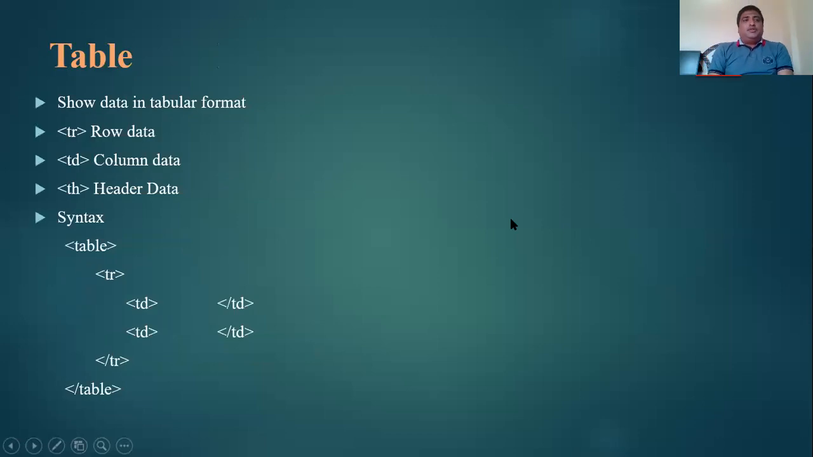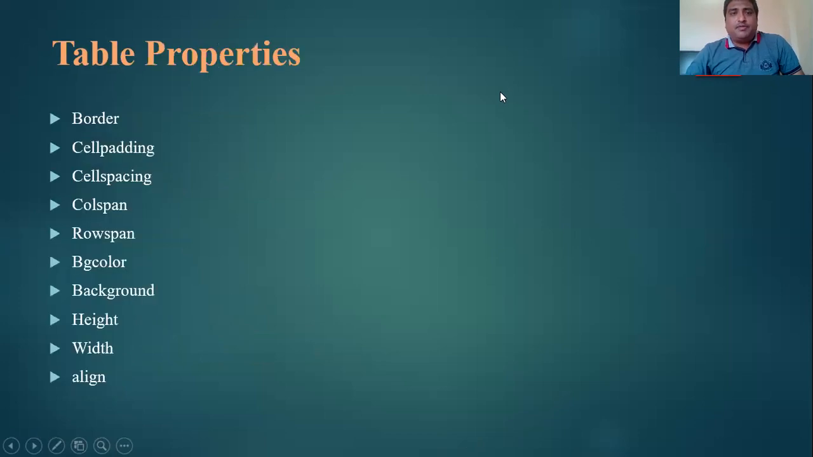Next, the important concept or important tag is table. In the table tag, we can show our data in a tabular format. So we use the tr and td tags to arrange the contents in row and column format. So its syntax is table, tr to create a new row and td to create a column. Let's see a simple example of a table.